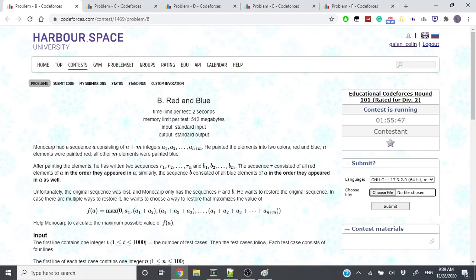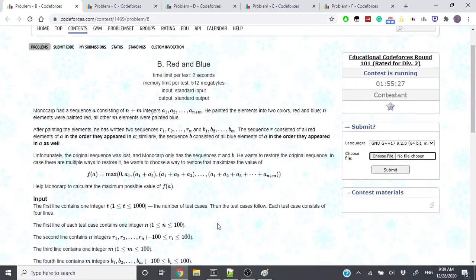Why not? Alright, you have a sequence A consisting of n plus m integers. Painted the sequence into 2 colors, red and blue. N were red, the other ones were blue. After painting the elements, he took the sequences of the red elements and the blue elements, and he only has the sequences R and blue. Oh, the values?